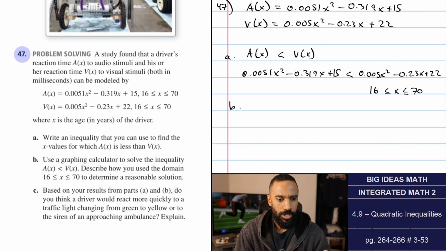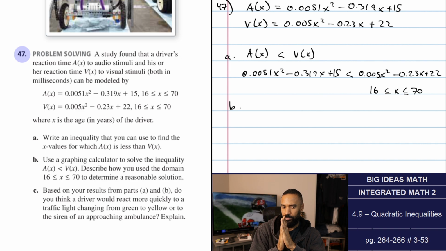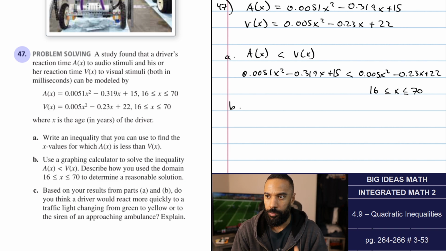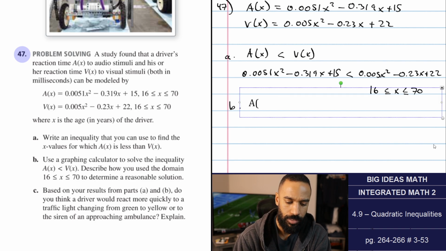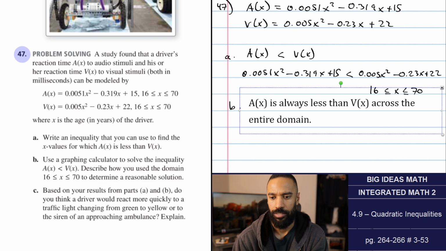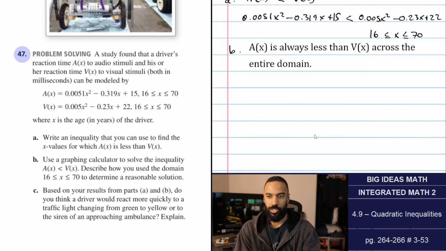So describe how you use the domain to solve the inequality. We're asking for what values of x is the audio less than the visual? The whole thing, right? It's always less. So A of x is always less than V of x across the entire domain. Not the all real number domain, but just that selected domain.